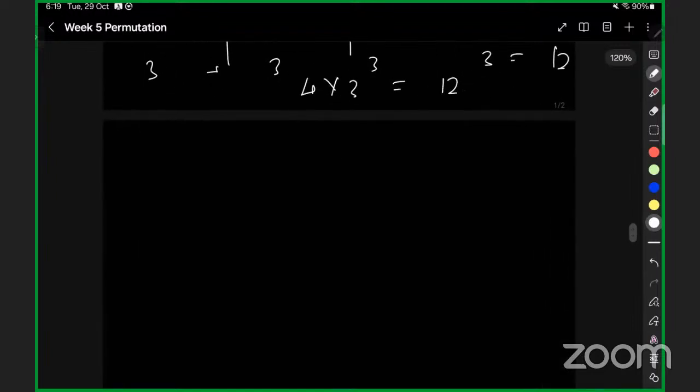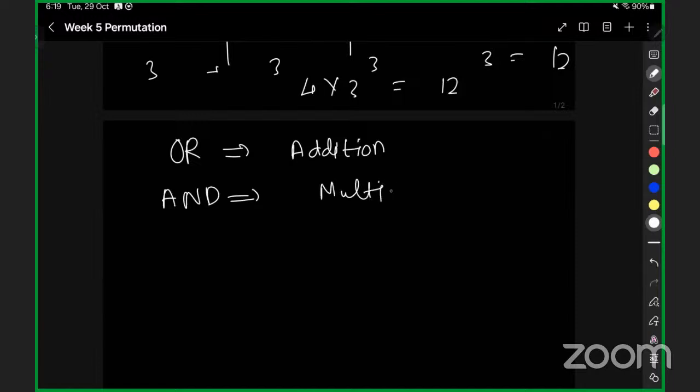To tell you very easily, whenever you see "or", do addition. Wherever you see "or", do addition. Whenever you see "and", do multiplication.